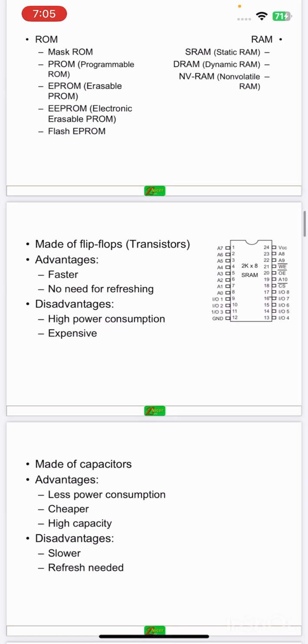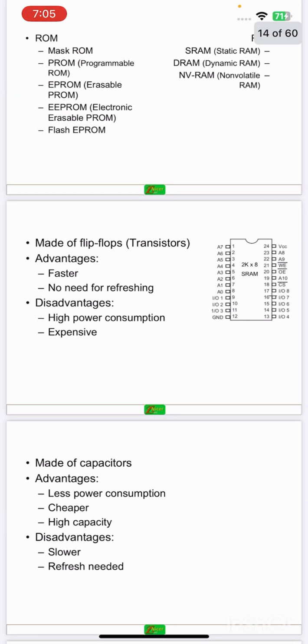Now, what are transistors? Made of flip-flops. In DLD we have learned and thoroughly studied flip-flops. There are different types of flip-flops like T flip-flop, SR flip-flop, D flip-flop, master slave flip-flop, and different types of latches. Now we're going to talk about the advantages and disadvantages.